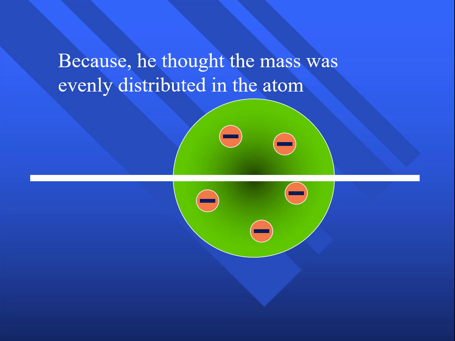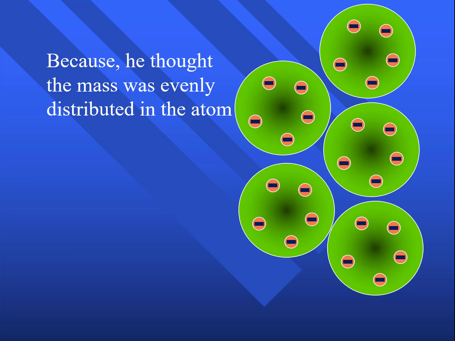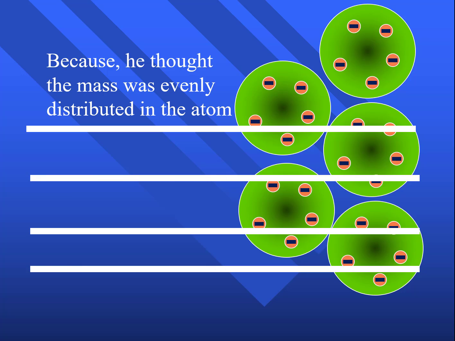Now, because he thought the positive charge was all spread out, well, why is he doing this experiment? If he thinks it's going to go straight through, why is he doing this experiment? The answer is right here. When the alpha particle comes out at the end, it's got positive below it, but it doesn't have any positive above it. Everybody see that? There's positive below, but not above.